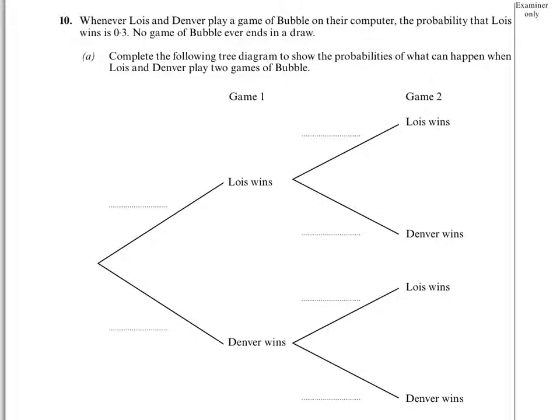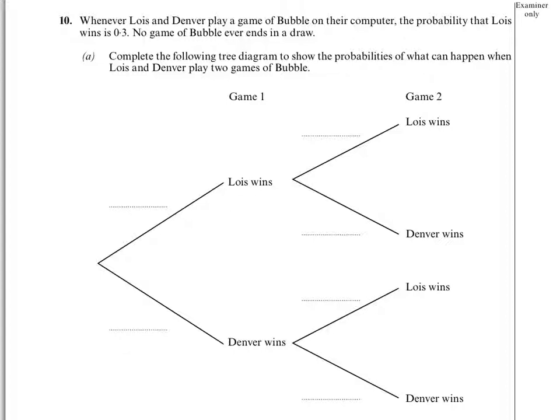Now we've got a probability question which uses a probability tree. It says whenever Lois and Denver play a game of bubble on their computer, the probability that Lois wins is 0.3. No game of bubble ever ends in a draw. Sounds like fun. Now it says complete the following tree diagram to show the probability of what can happen when Lois and Denver play 2 games of bubble.